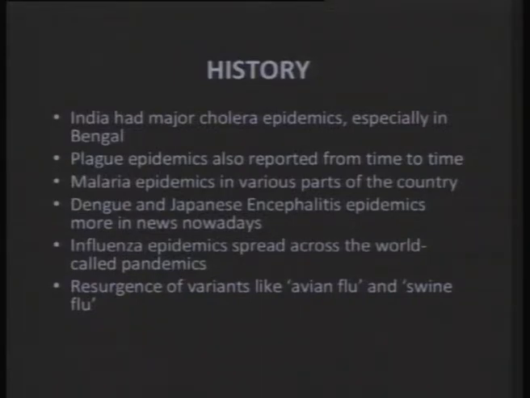Influenza epidemics have been spreading all over the world. In fact, they have spread across geographical boundaries, across countries, and that invariably is a cause for concern today, especially with the faster mode of travel. These types of epidemics are called pandemics, and there are certain variants of the influenza virus, like the avian flu virus and the swine flu virus, which have been known to cause this problem.